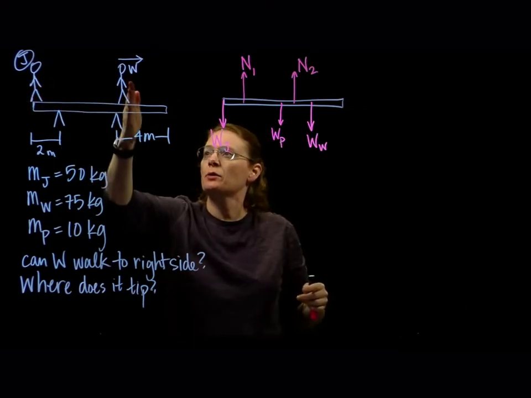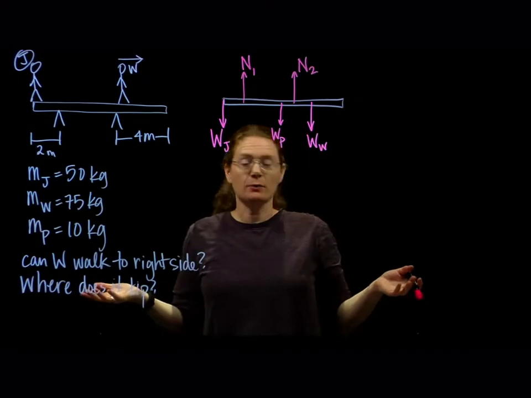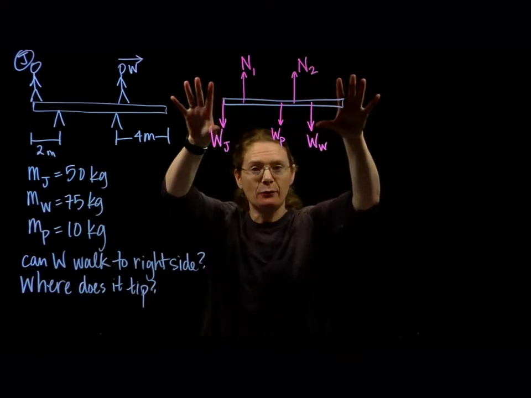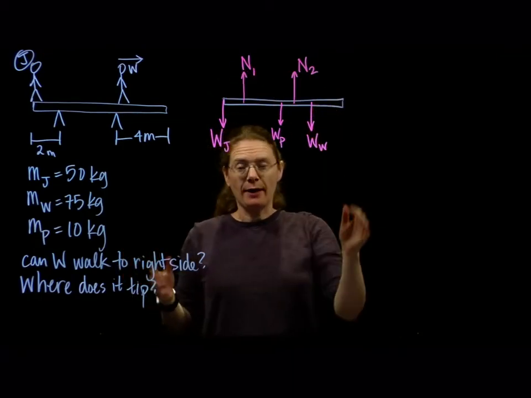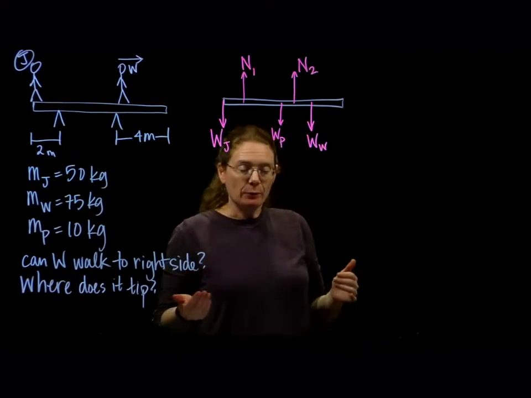All right, so the two supporting forces act up. The weight of Jeeves, the weight of Wooster, the weight of the plank acting down. I don't see that it interacts with anything else. I think this is it. So this is the extended force diagram, where we have all the forces that act and where they're acting. At this point, we want to choose a pivot point.